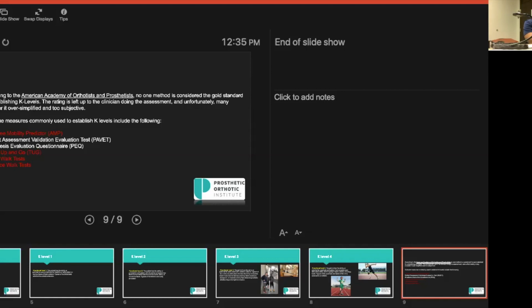Those allow us to see a 10 meter walk test, allow us to see just how fast your ambulation is for 10 meters. Those tests, again, are all online on YouTube. That's a great resource for us to use here at POI. We typically have those documents in the chart.